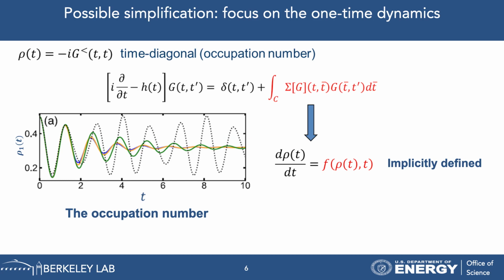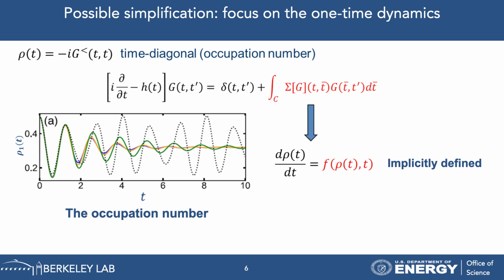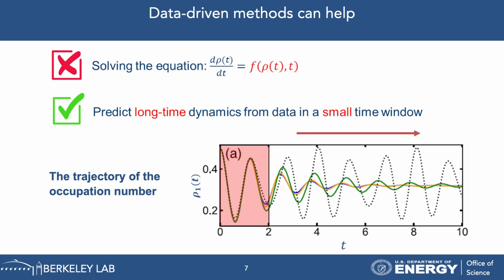We notice that for some physical observables, there is only one-time dynamics instead of the two-time dynamics of the Green's function. So instead of looking at the original equation for the Green's function, we can focus on the equation of motion for the one-time dynamics of the observable, for example, for the occupation number. The problem is the right-hand side of this equation, this f, is unknown, and it is hard to derive from the original equation. We can only implicitly get the value of f, and we do not know the explicit form of f.